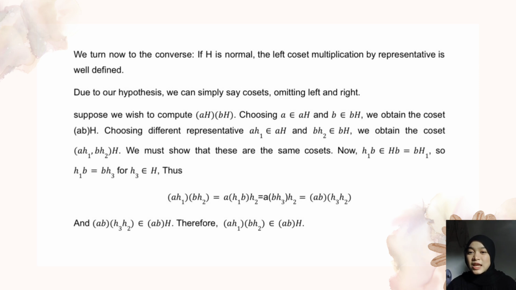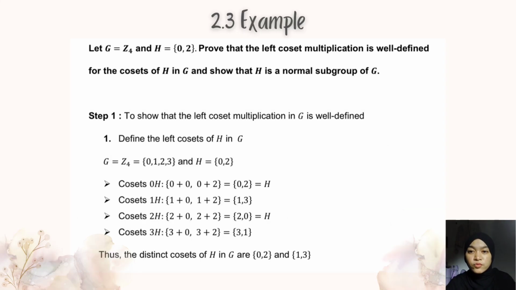Using our assumption that left coset multiplication by representative is well defined, we must have x' equal to h'a, then x equal to ha, so x in Ha and aH is a subset of Ha. We leave the symmetric proof that Ha is a subset of aH. Okay, next I will move to the example.